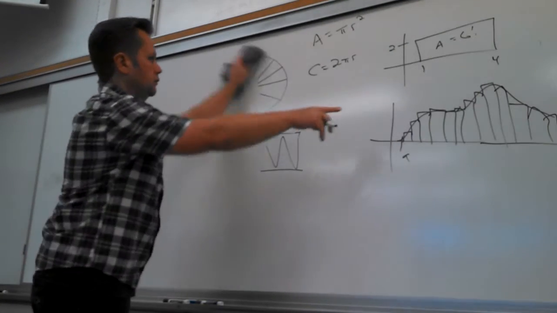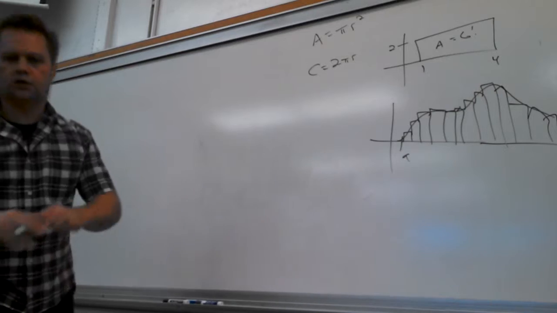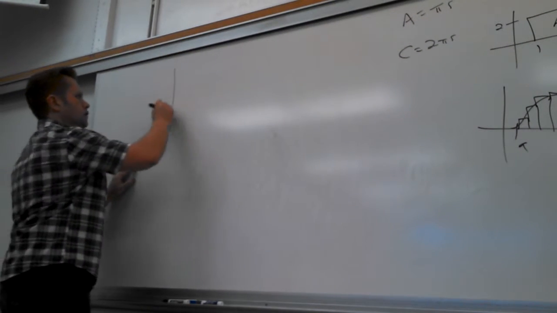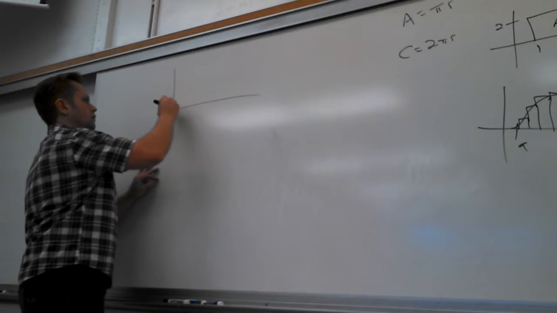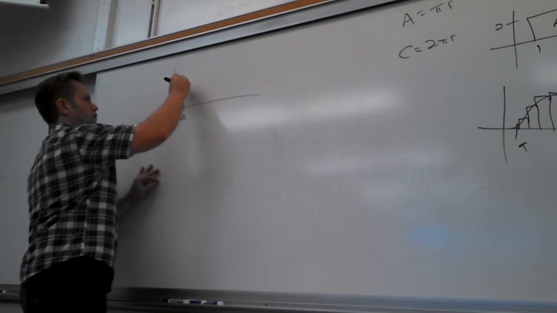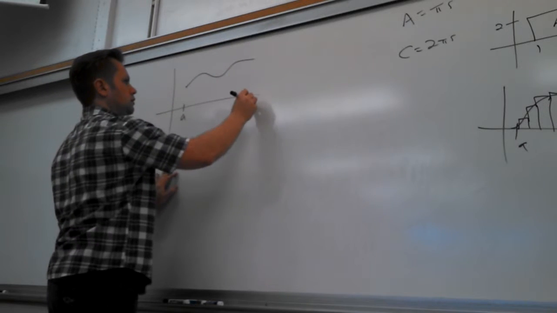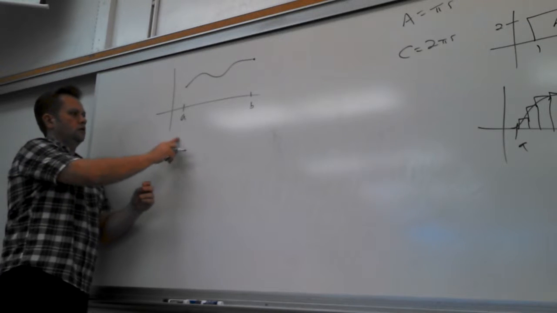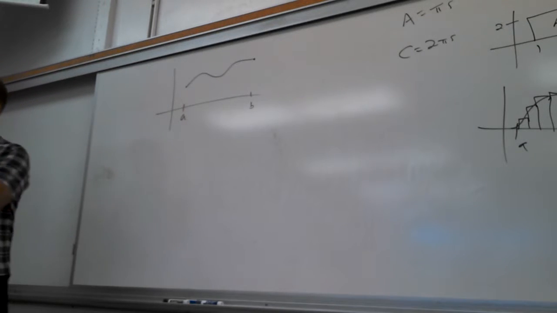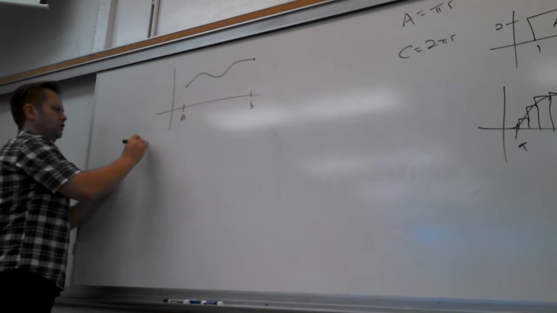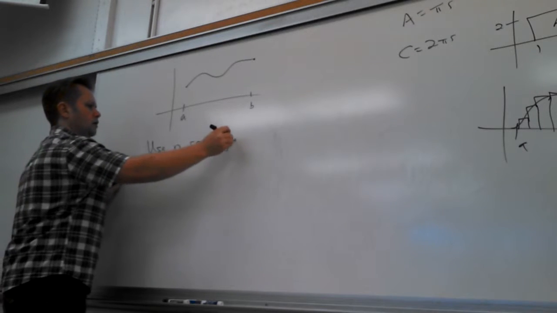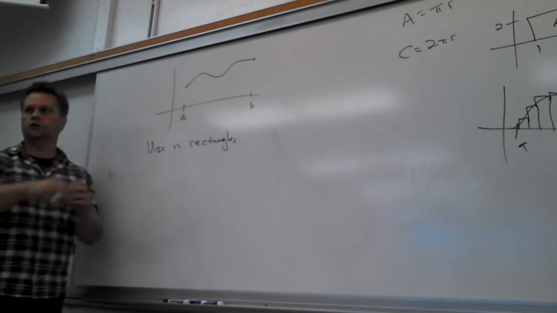Let's deal with this. So let me give you the overarching idea, and then we'll try some concrete examples out. If I have some function from A to B, and let's see if you can handle it being non-concrete for the moment, let's say I want to use n rectangles to get the area under here.